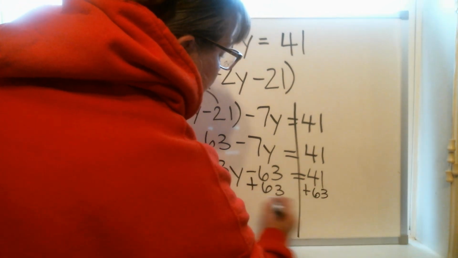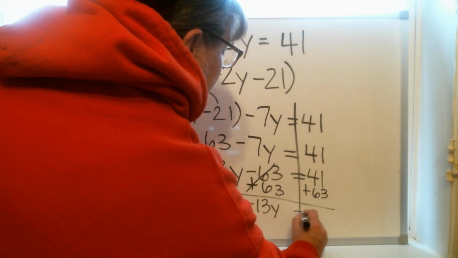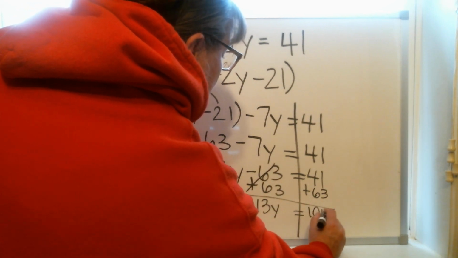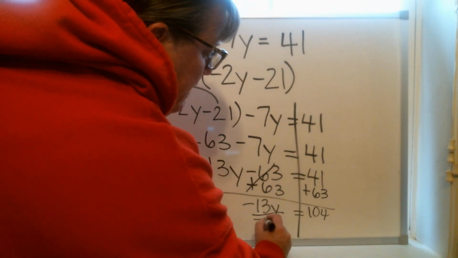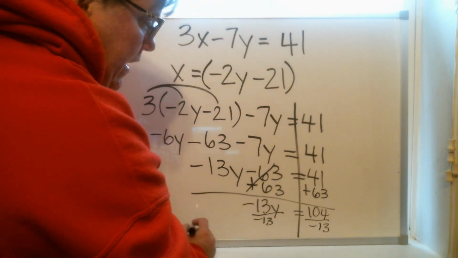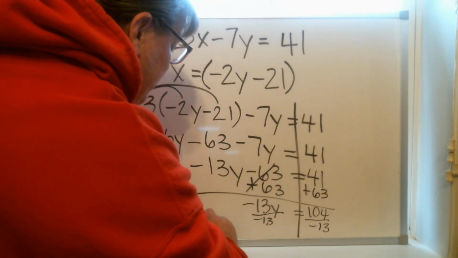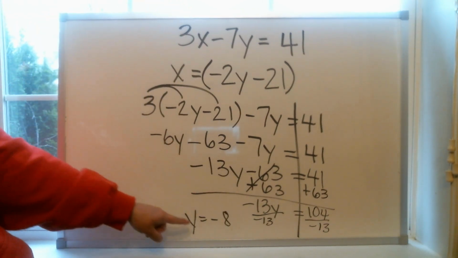So I've got negative 13y equals 104. And when I divide by negative 13, I end up with what, a negative 8? y equals negative 8. Okay, so I end up with y equals negative 8.